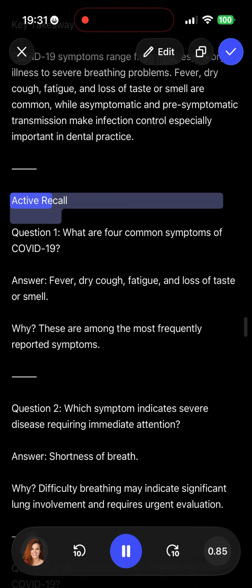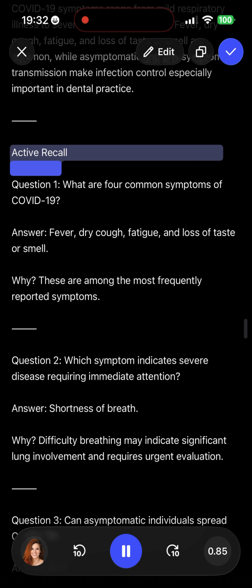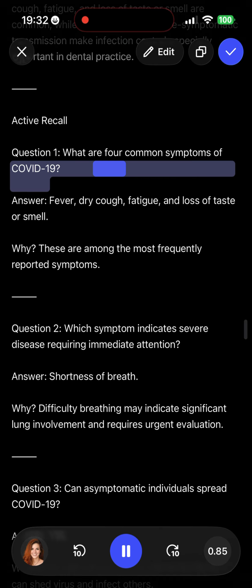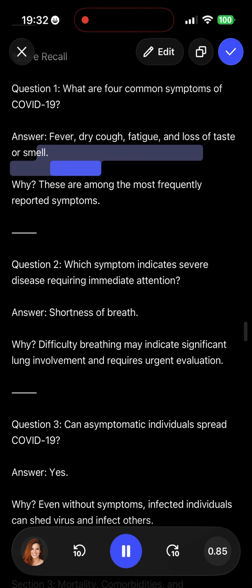Active recall. Question 1. What are 4 common symptoms of COVID-19? Answer: fever, dry cough, fatigue, and loss of taste or smell. Why? These are among the most frequently reported symptoms.